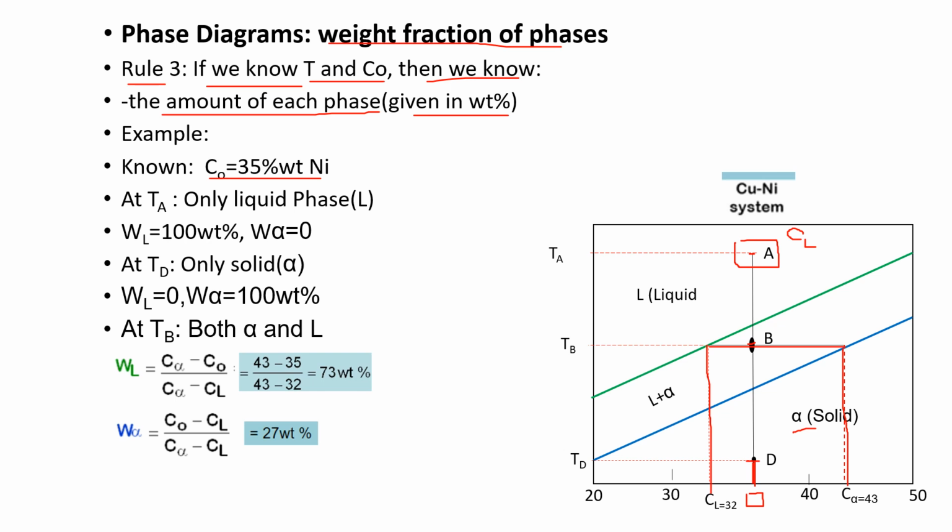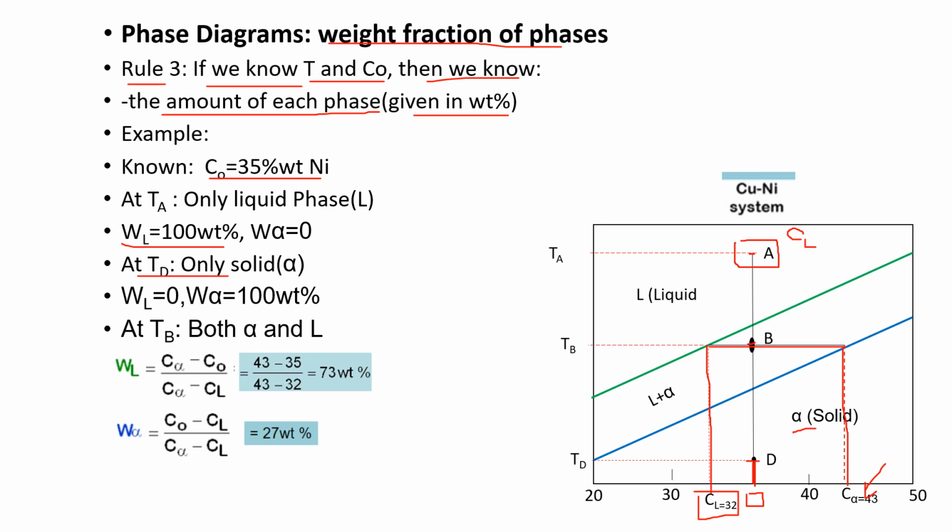For this, we draw a lever rule, draw vertical points. This is the generalized procedure. Draw vertical points and find out the composition. Write the data: this point is CL and this point is C alpha. C alpha is 43. CL is 32% by weight. The weight of the liquid is 100% at point A, and W alpha is 0.